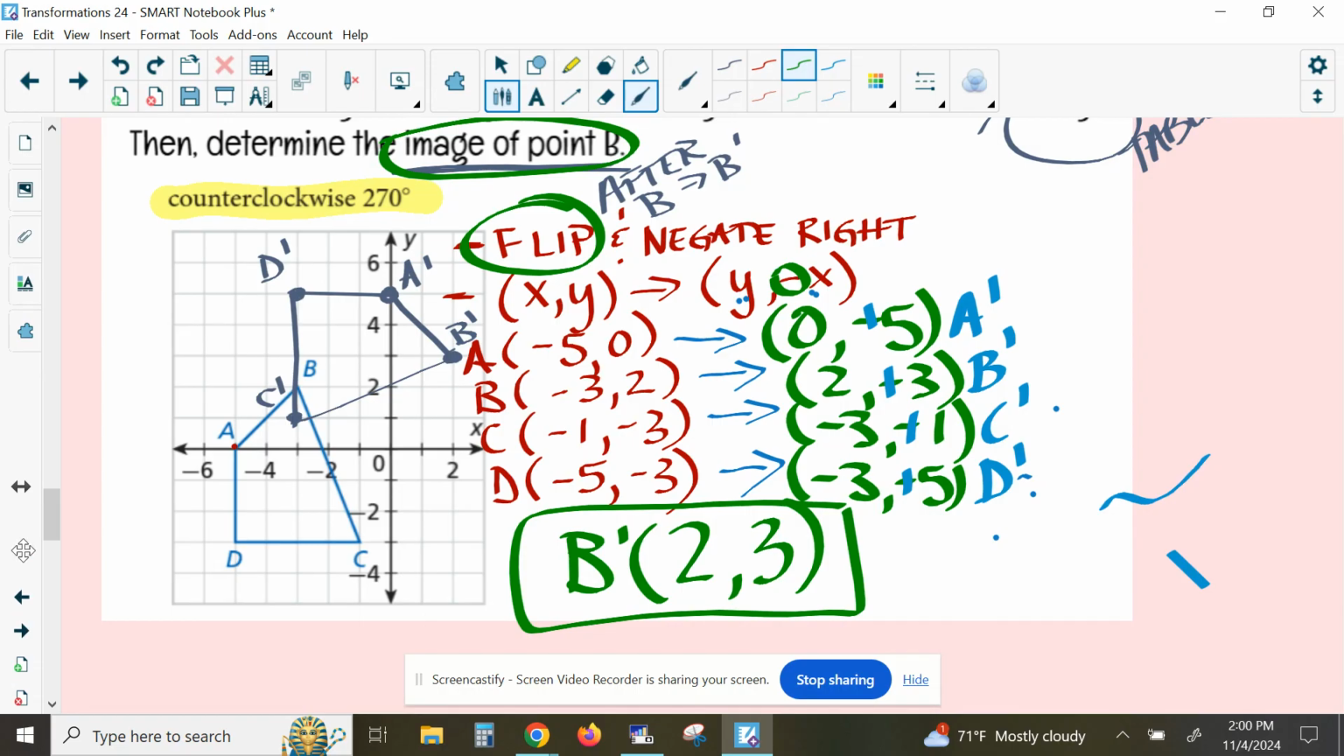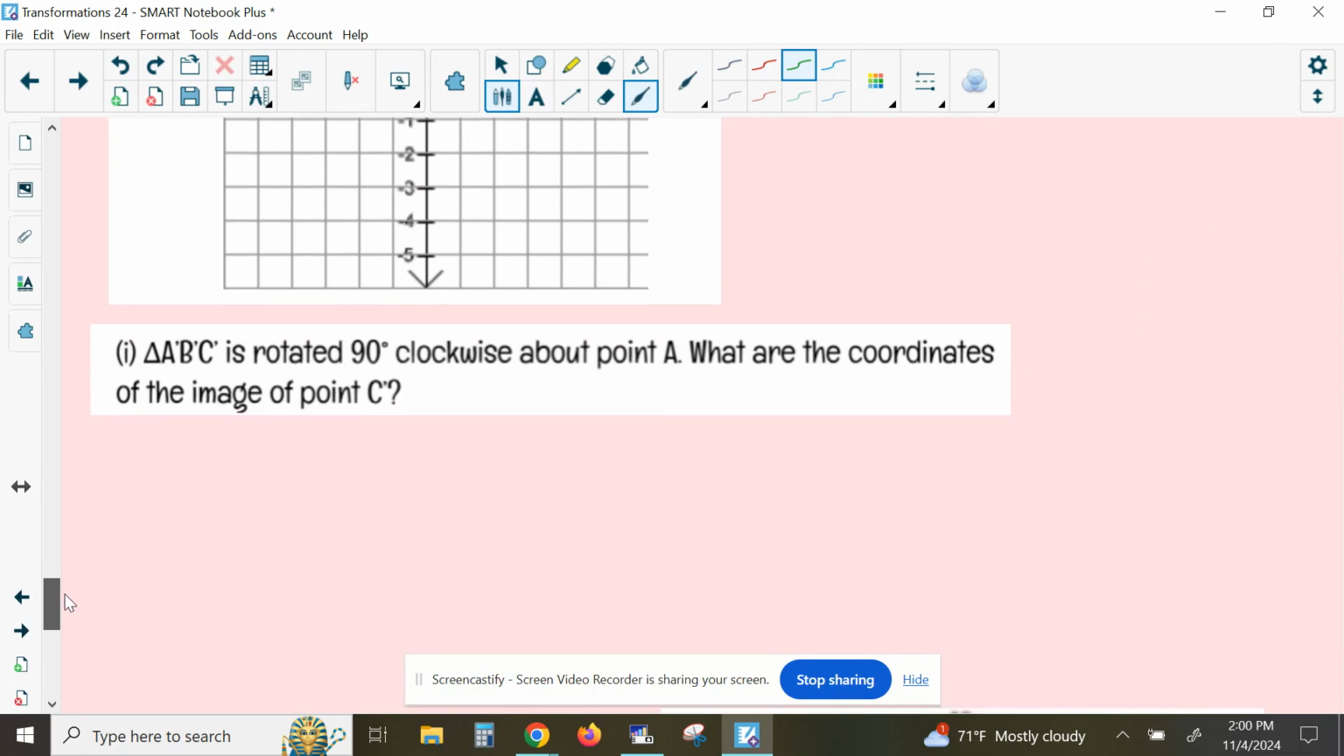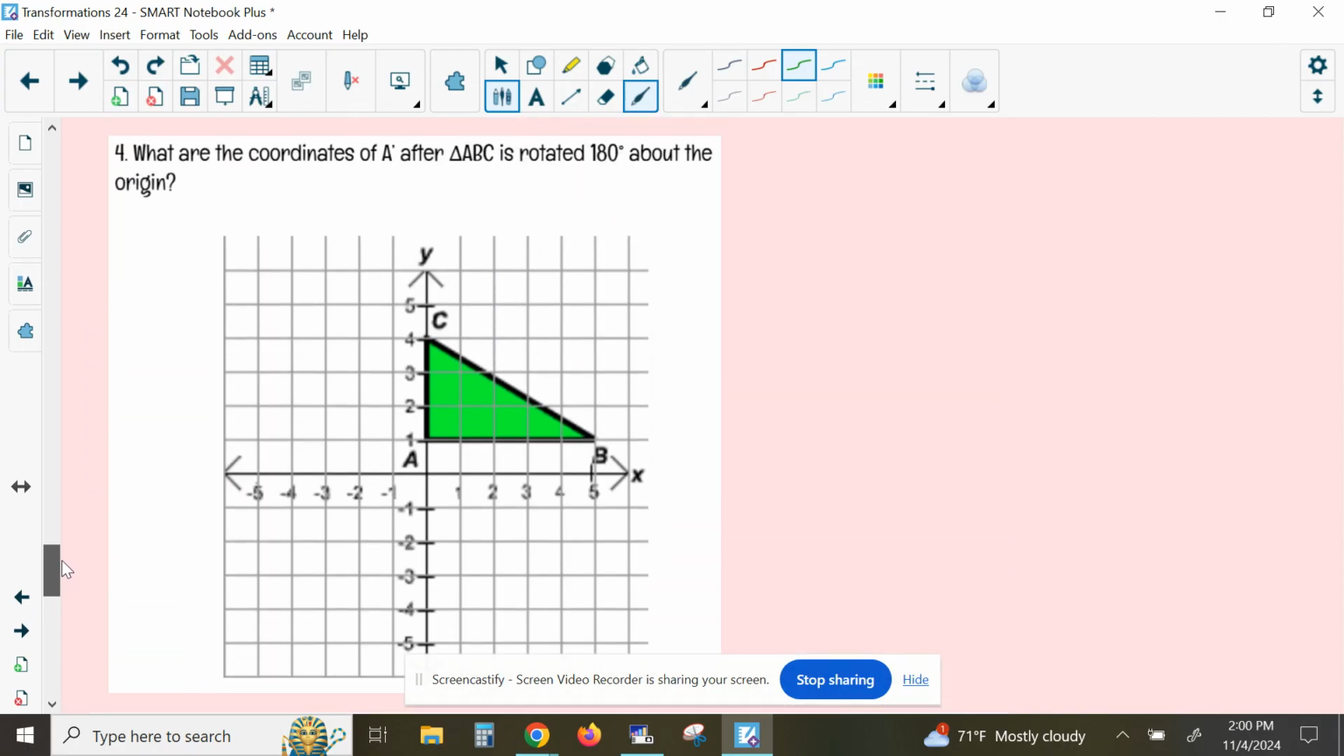Okay, we're going to go to number 4. 4 has 2 parts, so we'll just do part 1 of it, and then we'll do part 2 tomorrow, okay? Day after tomorrow. I have school tomorrow. Boo! Okay, I know, life sucks.